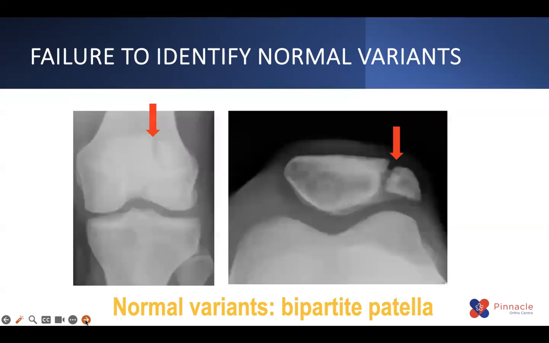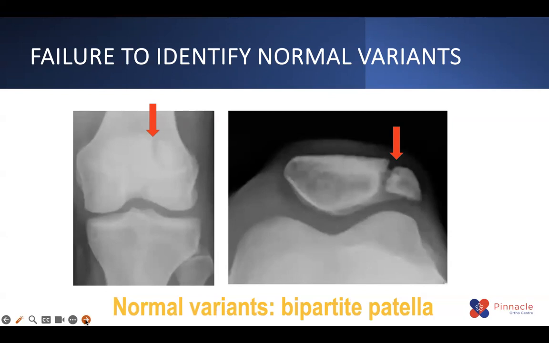Another example, now this is a curious variant. It is called bipartite patella. As you can see, the superolateral corner of the patella appears separate from the main body of the patella. How do you differentiate this from a fracture? For number one, look at the margins. The margins are absolutely smooth. They are not jagged like in a fracture. Secondly, if you do an X-ray of the contralateral side, you will most commonly see normal variants on both sides. And thirdly, the site.